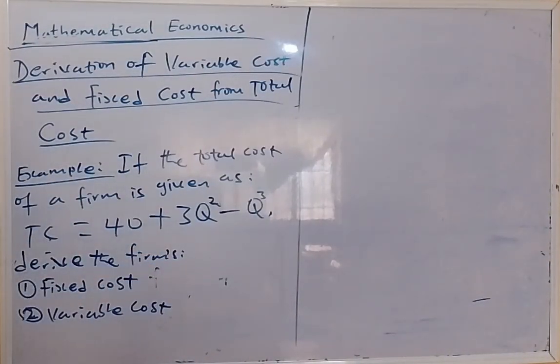So in this class, I'll be showing you how to derive variable cost and fixed cost from total cost function. So let's take a look at this example.